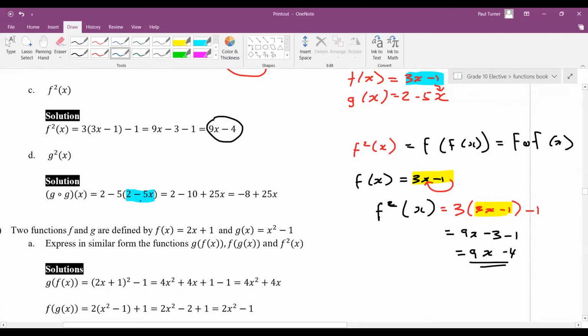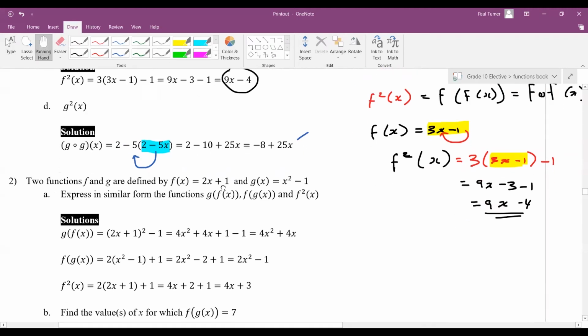2 minus 5x, 2 minus 5x. That was the x originally there. And then you just simplify to that, okay? Are you getting it now? Any problem?